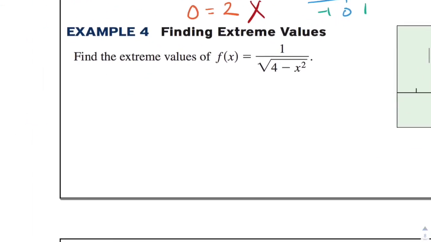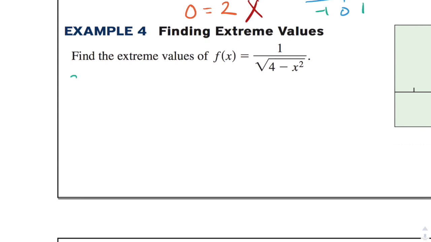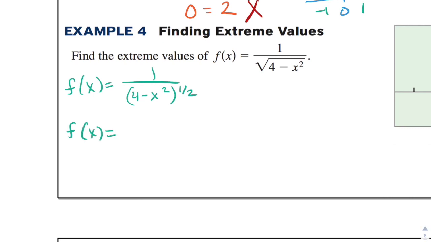Here's our next example. Let's find the derivative. Well, before we find the derivative, let's rewrite the function. Let's rewrite it as 1 over 4 minus x squared to the 1/2. And I could do quotient rule, but it's probably easier to just do product rule, power rule. So let me rewrite again. I'll move this up to the numerator.